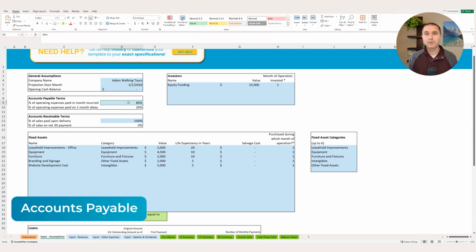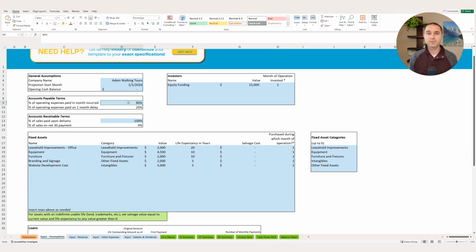For accounts payable, we're going to assume the 80-20 rule. We pay 80% of our bills in the month we incur the expense, and 20% of our expenses, maybe we pay on a 1-month delay. This could be if you put something on a credit card, you have 30 days to pay the credit card. That's probably something you can just leave at 80-20. For accounts receivable terms, we're going to assume that you receive payment for your service upfront. So you're not going to provide the tour and then bill later. You're going to receive 100% upfront.